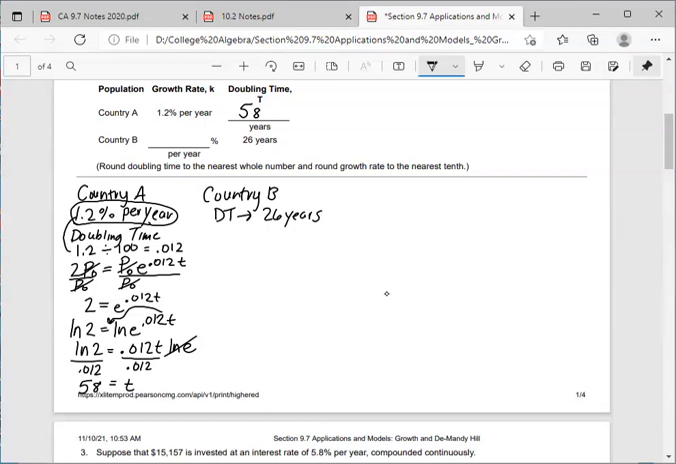Okay, country B, we have different information this time. We don't know what the rate is. That's what we're looking for. So we would say, well, I'm putting some money in the bank. The money I put in is P sub 0 times E raised to the K, which we don't know the rate, but this time we do know that the time is 26.